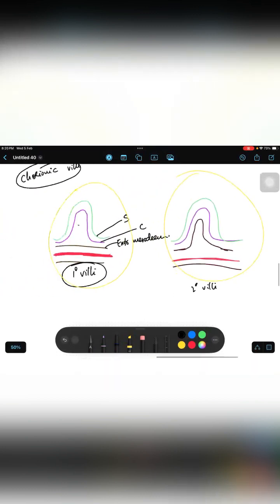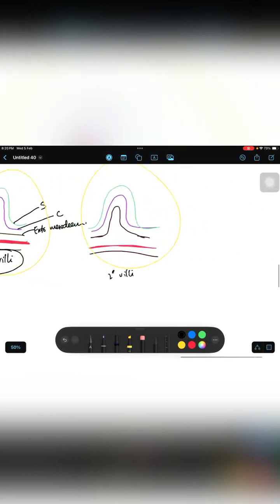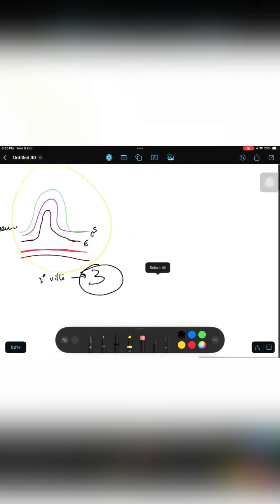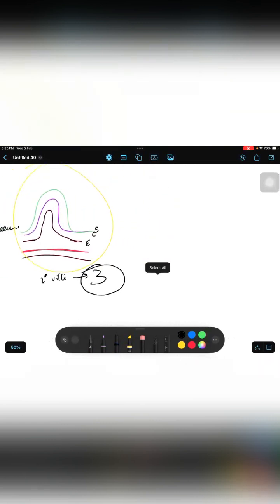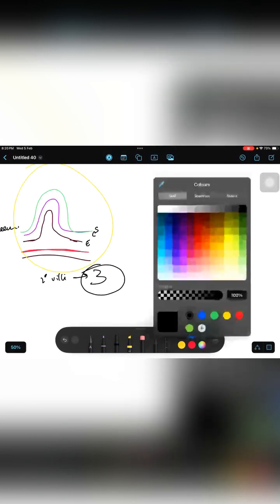So now you can say the primary villi has how many layers? Two layers: cytotrophoblast and syncytiotrophoblast. Now the secondary villi has how many layers? Three layers: extra embryonic mesoderm, cytotrophoblast and syncytiotrophoblast. Easy. What next? Next comes the tertiary villi.